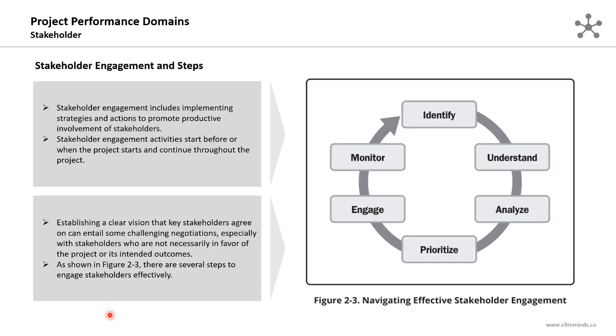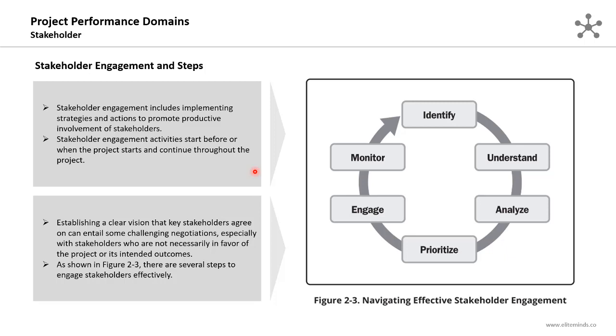Now, what are the steps for proper stakeholder management and engagement throughout the project? Stakeholder engagement includes implementing strategies and actions to promote productive involvement of stakeholders. Stakeholder engagement activities start before or when the project starts and continue throughout the project. So it's a continuous effort. You cannot manage stakeholders only at the initial phase of the project. This is an activity that will be executed throughout the project.